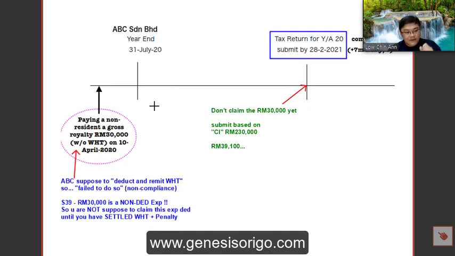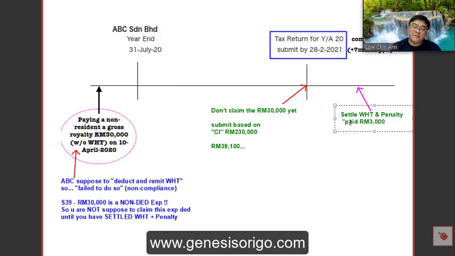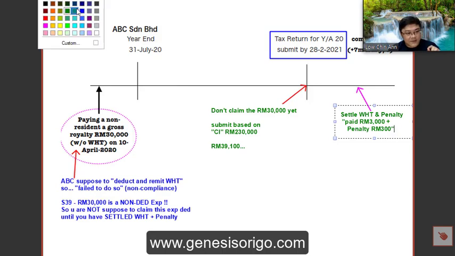Then you tell your client, go and settle all these penalties that you need to pay. So let's say the client comes and says, okay, I'm going to settle all the withholding tax and the penalty. You have paid the 3,000, because the withholding tax is 10%, so it's 3,000, plus the penalty for paying late, 300. So the client says, okay, I'm going to settle everything now.